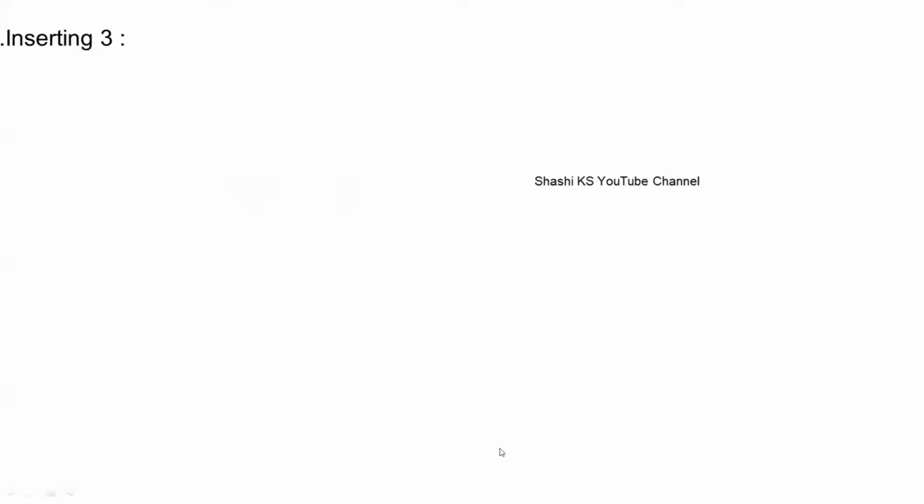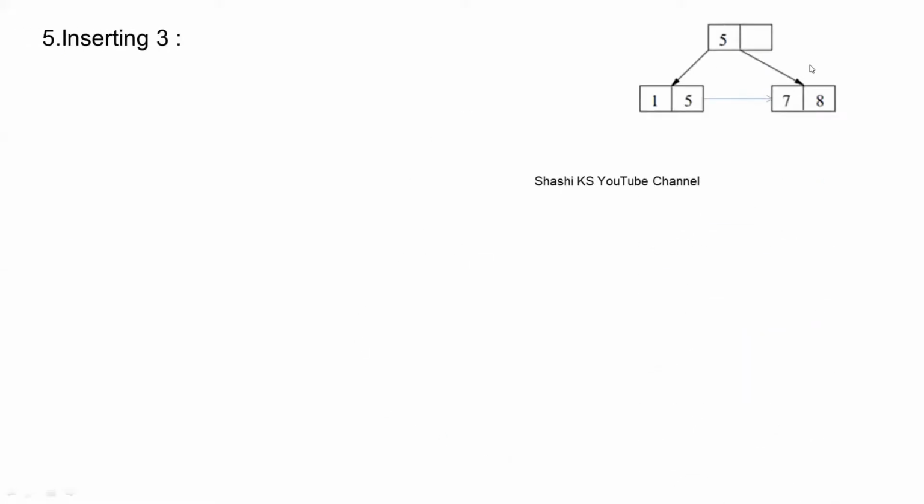Now the next element to be inserted is 3. And this is my current B plus tree. I need to insert 3. Where should I insert 3? 3 is less than 5, so I have to move to the left of 5. I have to insert 3 here in this node. Now this node is already full. So if I insert in sorted ascending order, it will be 1, 3 and 5.